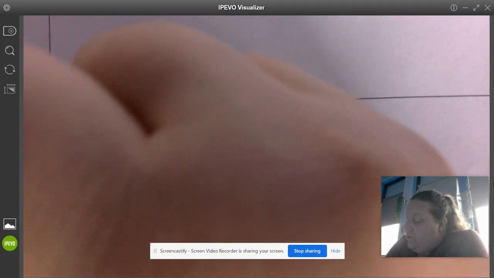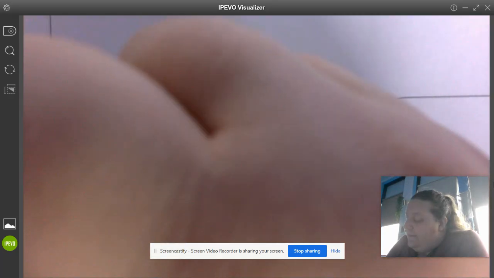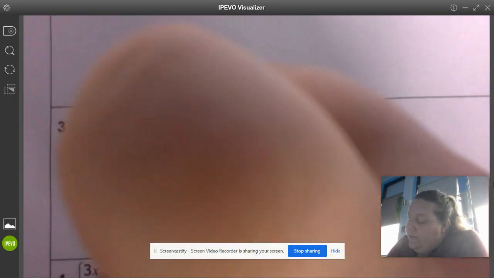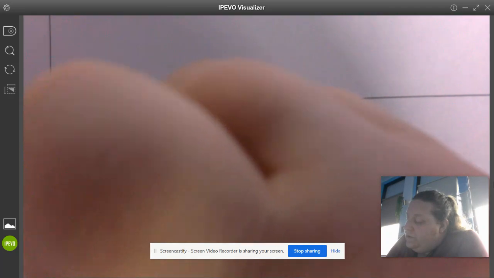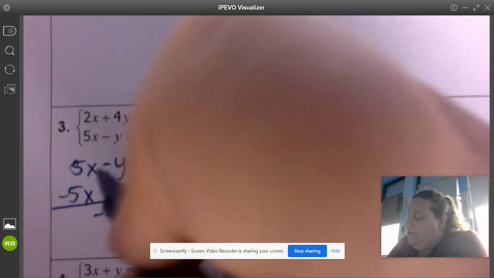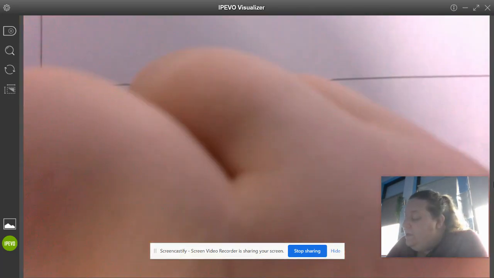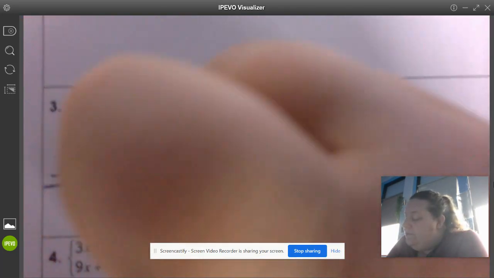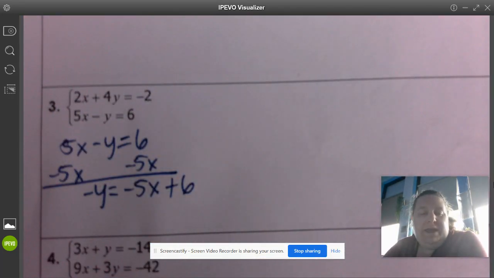So I'm just going to rewrite it underneath. Okay. So once again, my goal is to get y by itself. So I'm going to start by getting rid of x. Make sure you carry your signs all the way through. That has a negative sign in front of it. So this is negative 4x plus 6, since I can't combine them together.